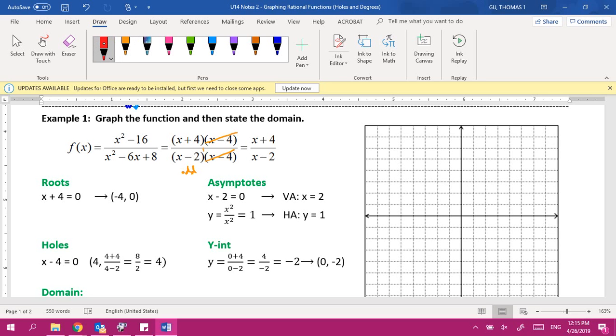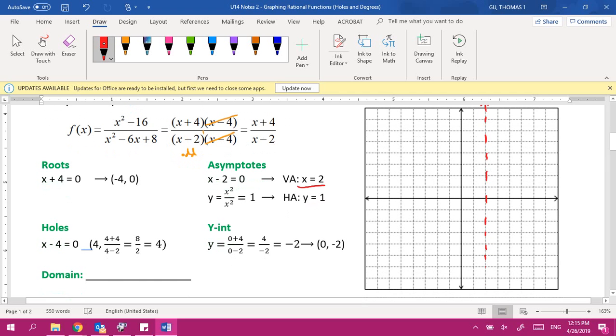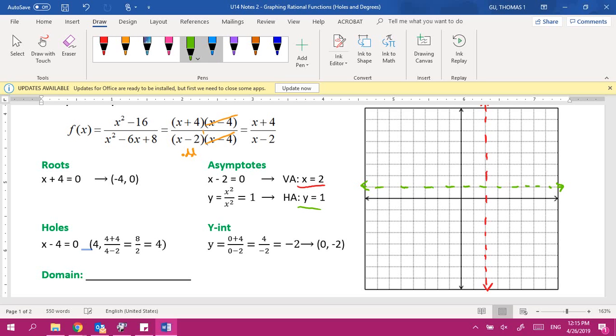We've got vertical is x equals 2. Draw the vertical asymptote. And the horizontal asymptote is y equals 1. And now what are the 2 points that they gave us? Negative 4, 0. So that's right here. And 0, negative 2, which is right here.